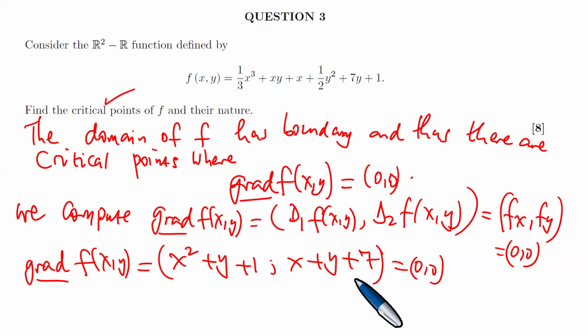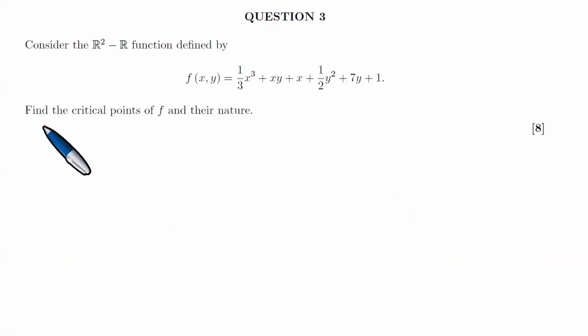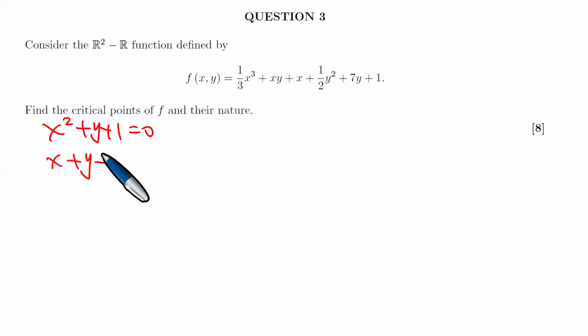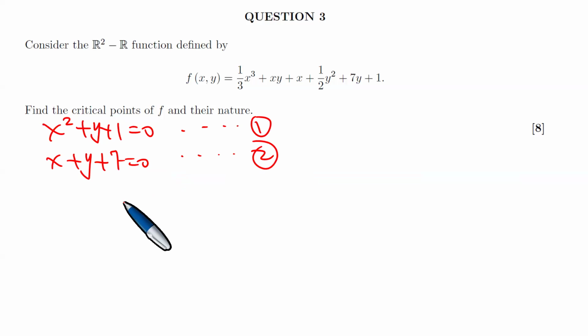Now, what is the meaning of all this? By comparison of the components of these two vectors, the first component equals the first, the second equals the second. So this gives us two equations: x squared plus y plus 1 equals 0, and the second one, x plus y plus 7 equals 0. Like this.